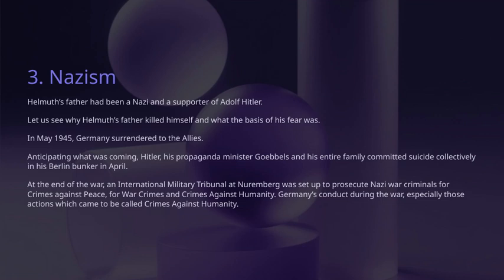Connecting all of this to our overall theme, it's clear how deeply the Nazi ideology and the war's atrocities shaped personal stories like Helmuth's. It shows us the tragic consequences of hatred and extremism, not just for nations, but for individuals and families as well.